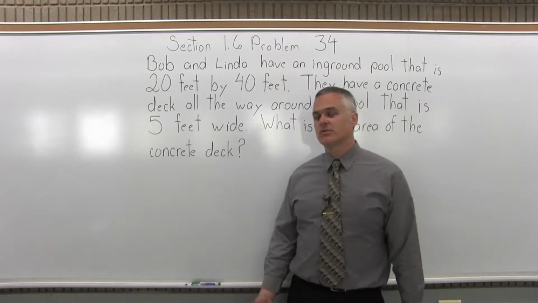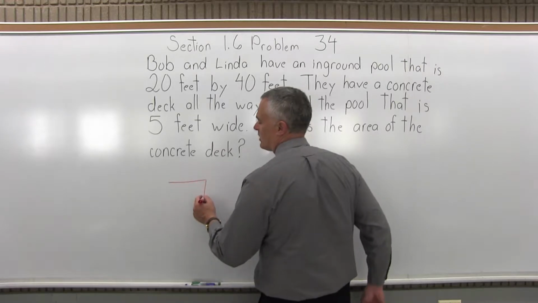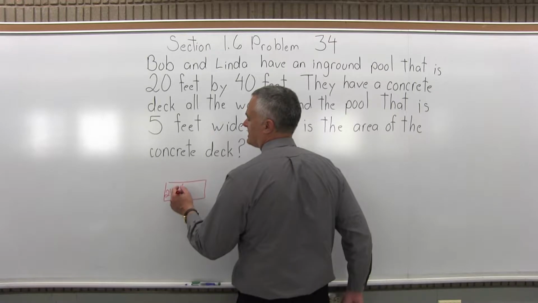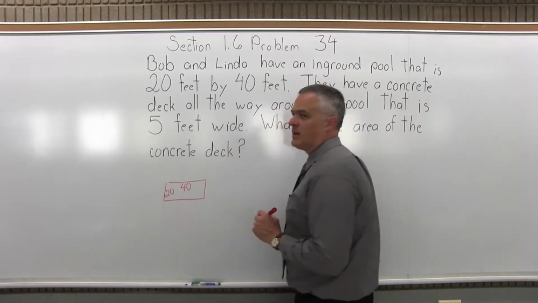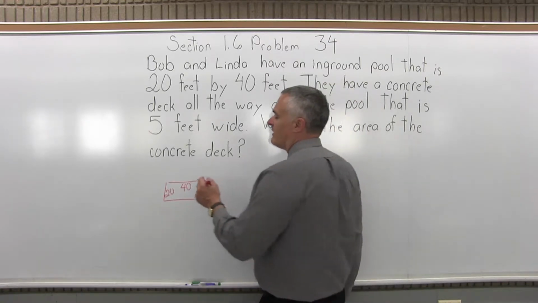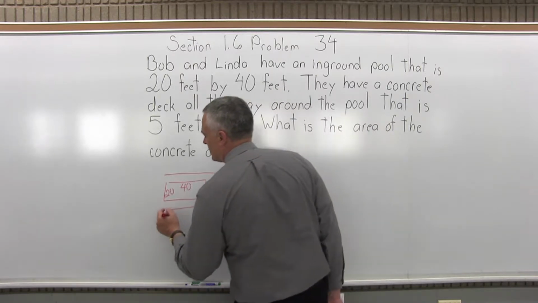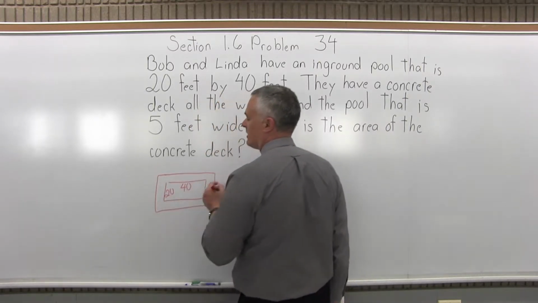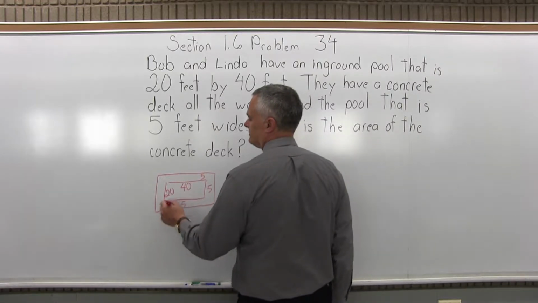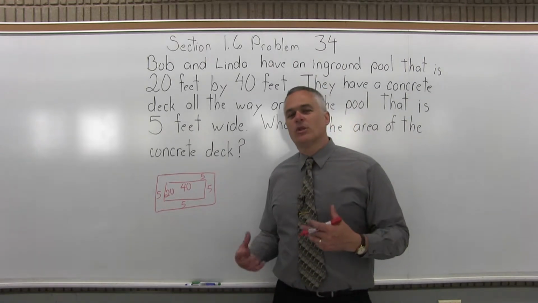So first of all, let's get a picture of what this looks like. Bob and Linda have a pool that is 20 by 40. So here's their pool, 20 on one side, 40 on the other. It's 20 feet by 40 feet. This is a pretty common size for an in-ground pool. And then they have a concrete deck around the pool that's 5 feet wide. That's also fairly common for people who have an in-ground pool. So it's 5 feet. That's the width of the concrete deck. And we want to know what's the total area of the concrete deck.